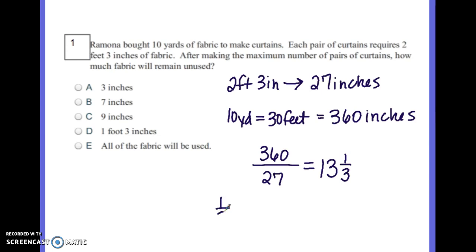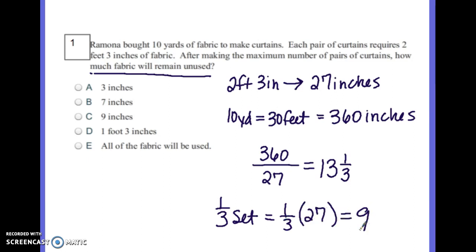So you have a third of a set remaining, because it wants to know how much fabric will remain unused. So that's a third of 27 inches. So a third of 27 is 9. So C is then our correct answer.